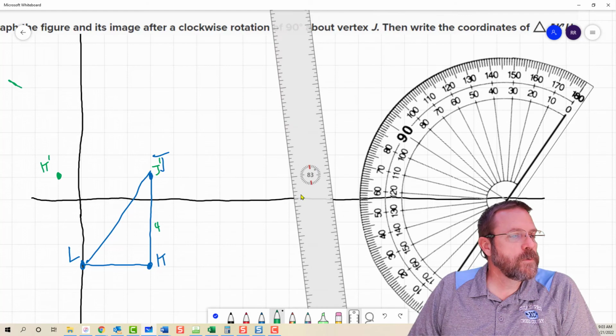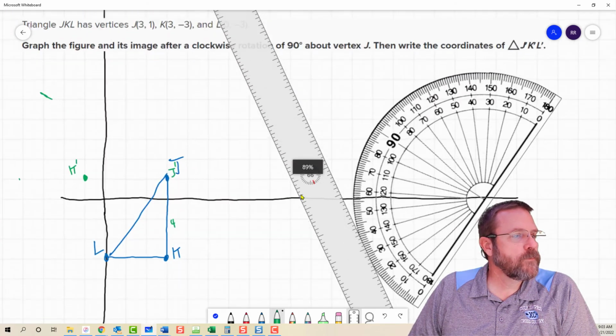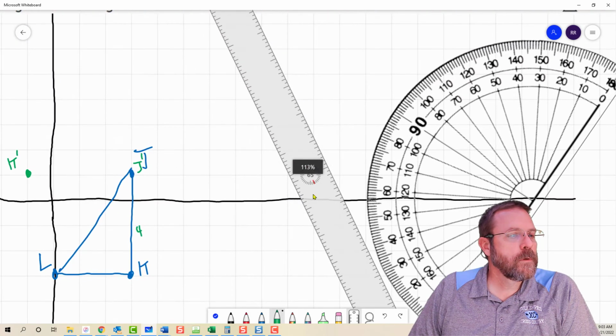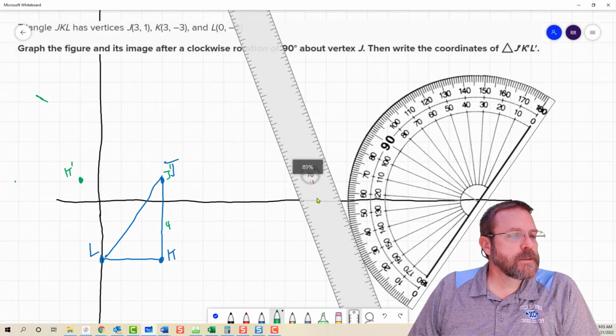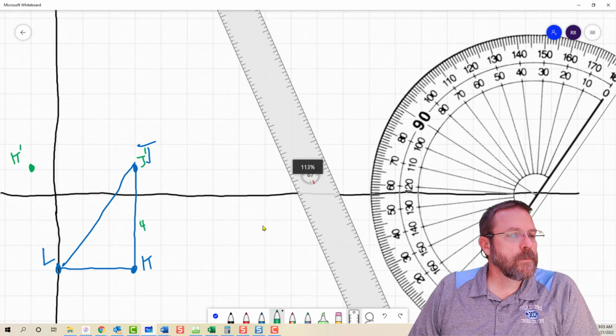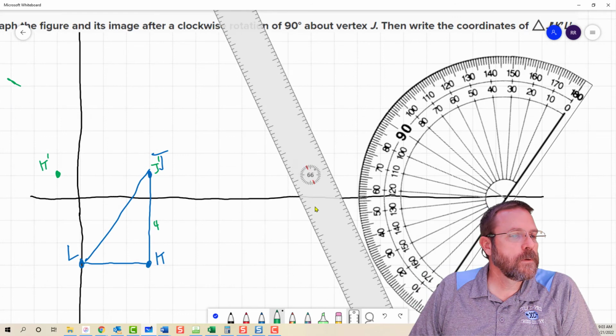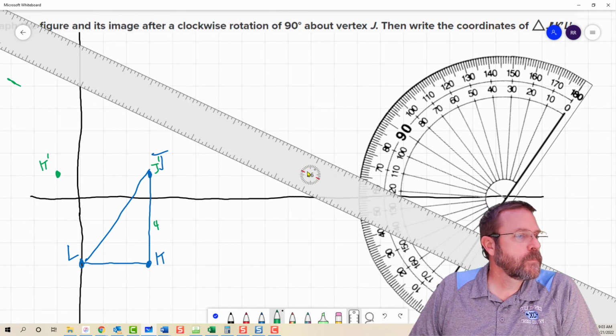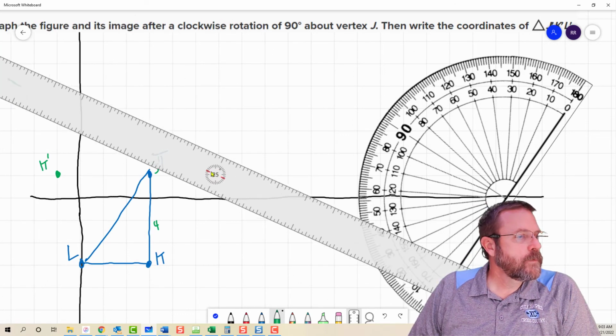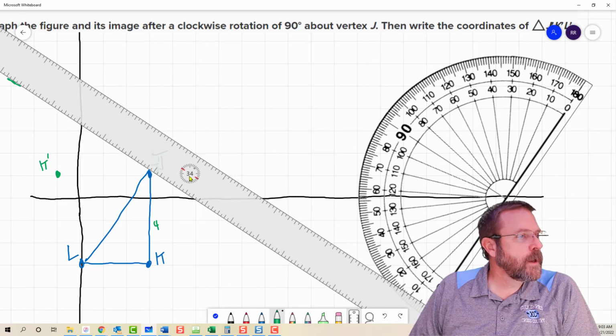So what I'm going to do instead of, whoops, it fell off. Instead of, come on, quit it, play nice. Instead of doing measuring, I'm going to do counting.